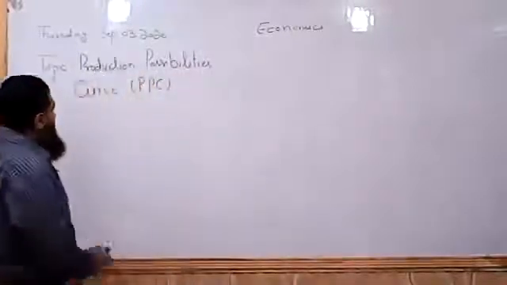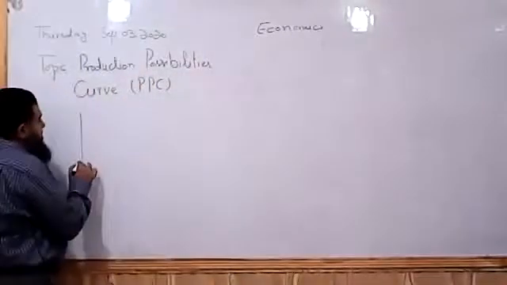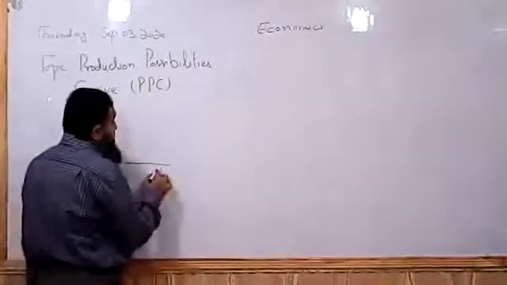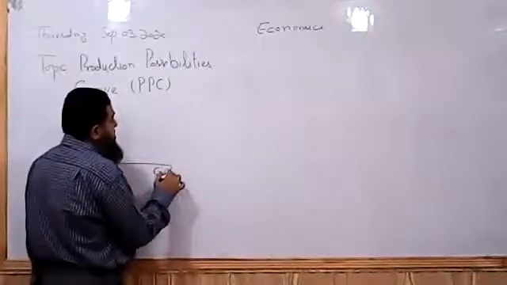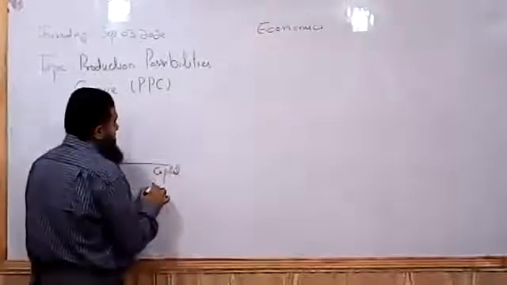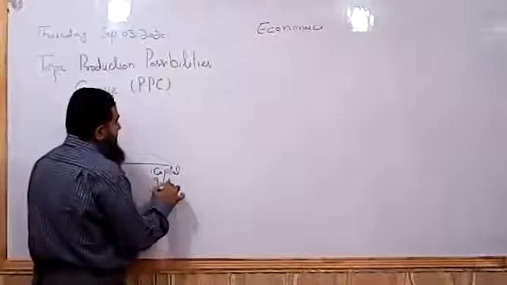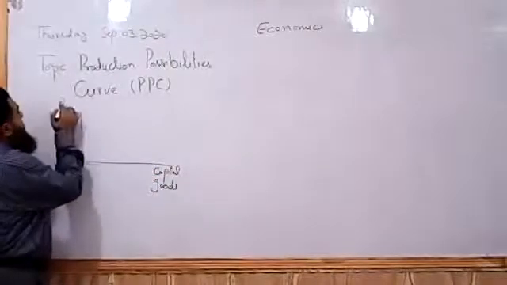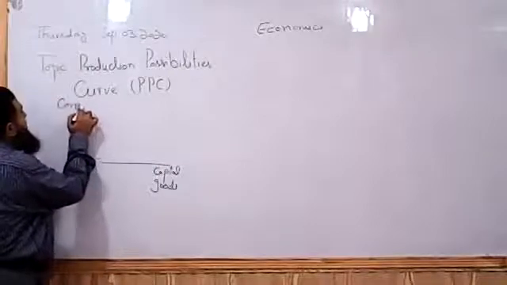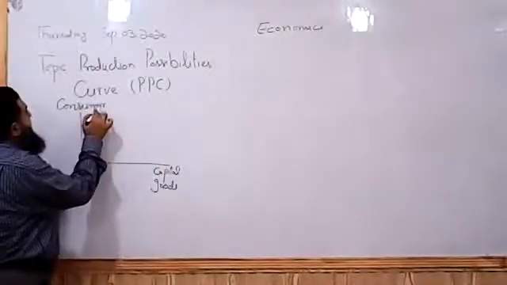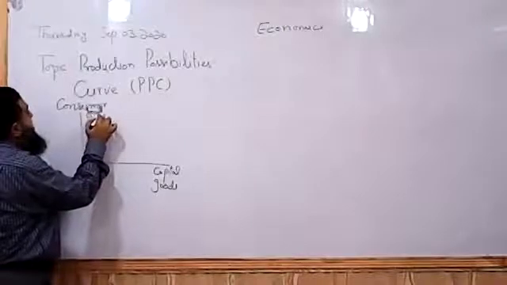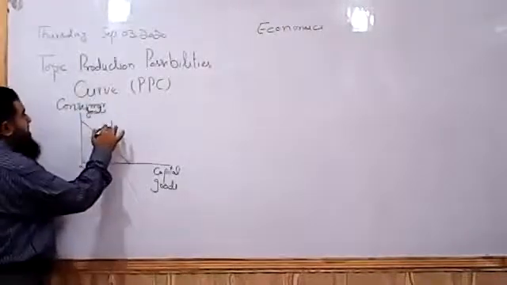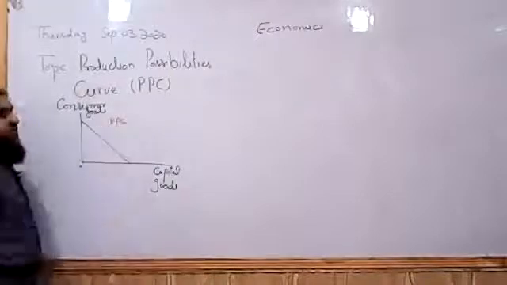I gave you demonstrations about two types of production possibility curve. One is constant opportunity cost. Here I am taking capital goods, and here I will be taking consumer goods. This is constant opportunity cost curve. This is a PPC which has constant opportunity cost.